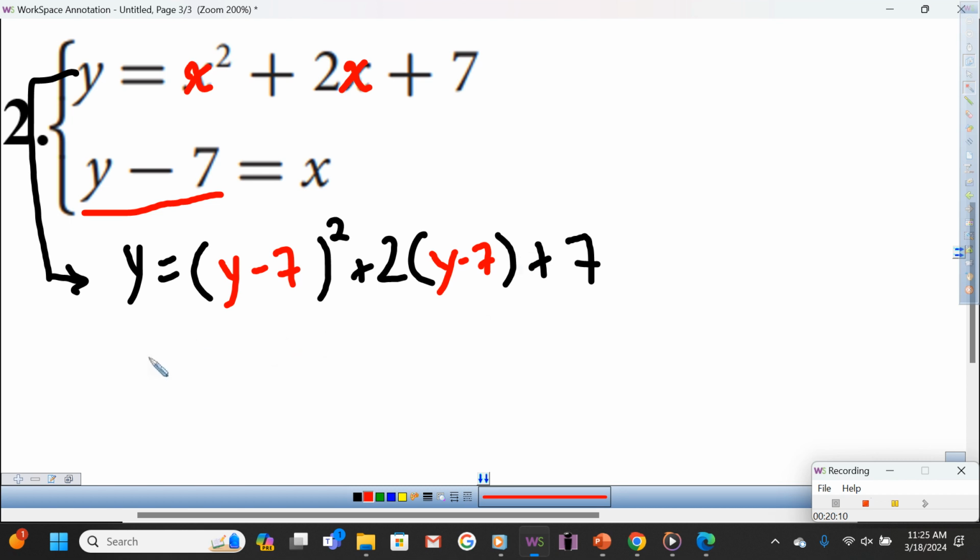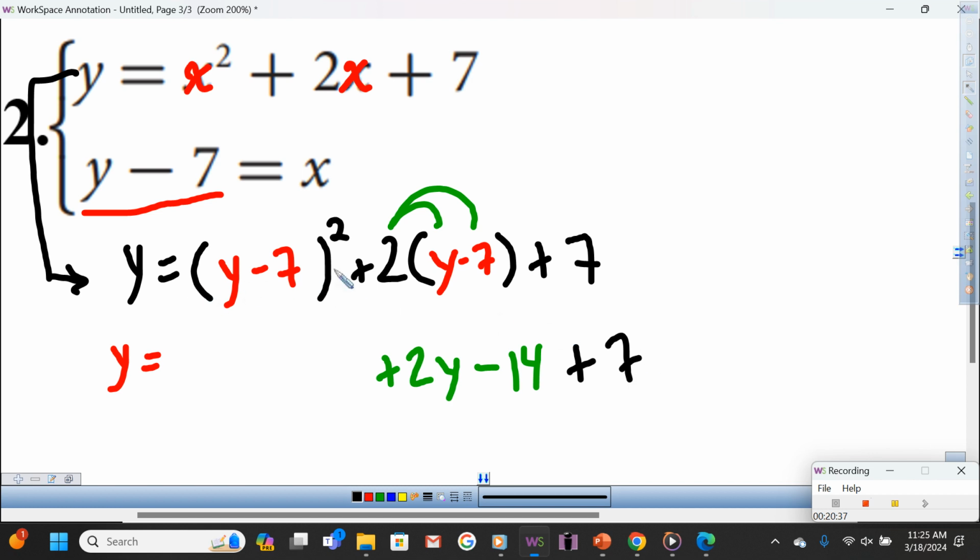All right, so y equals, let's see, let's distribute this. We got, I'm going to use green, 2 times y and 2 times negative 7. So 2 times y is 2y. 2 times negative 7 is negative 14. Bring down the plus 7.